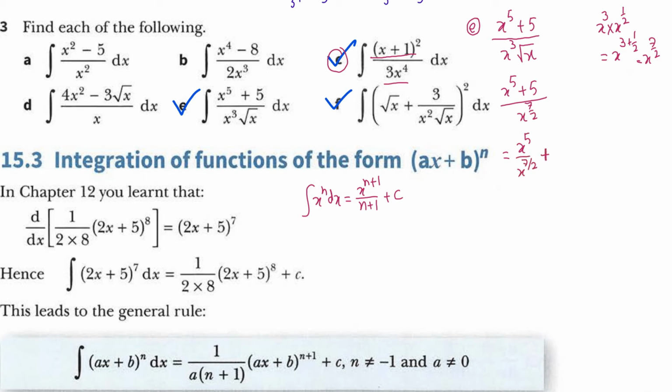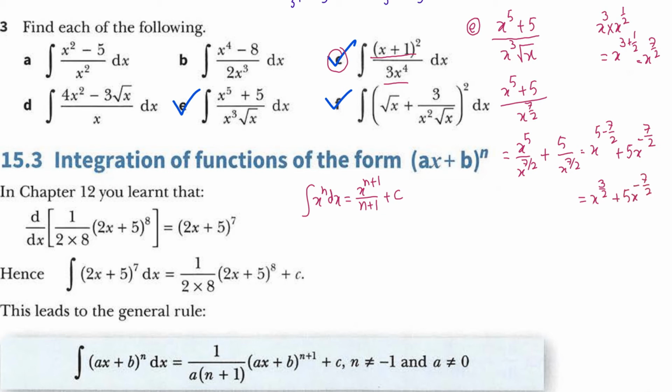Then another term is plus 5 x to the power 7 by 2. If we simplify more, then it should be x to the power 5 minus 7 by 2 from the left one, and from the right one it would be 5 x to the power minus 7 by 2. So the final simplification, 10 minus 7, is x to the power 3 by 2 plus 5 x to the power minus 7 by 2.